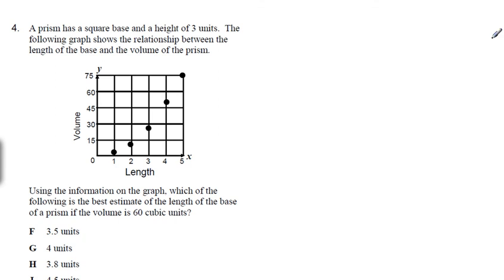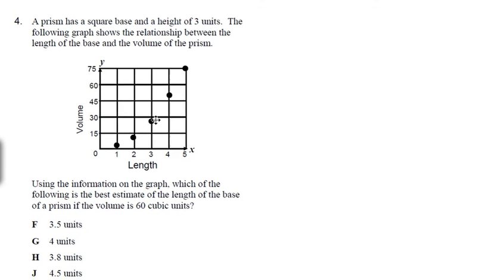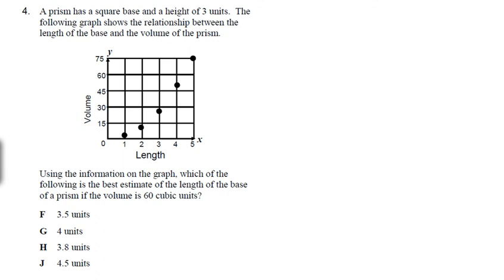This one always confuses some people, but really these are hopefully pretty easy. It says, we have a prism with a square base and a height of 3. The following graph shows the relationship between length of the base and the volume. This part up here really doesn't matter all that much, because it's just saying, what is this graph showing us? So using that information, just using the picture, which of the following is the best estimate for the length of a base of a prism whose volume is 60 cubic units?